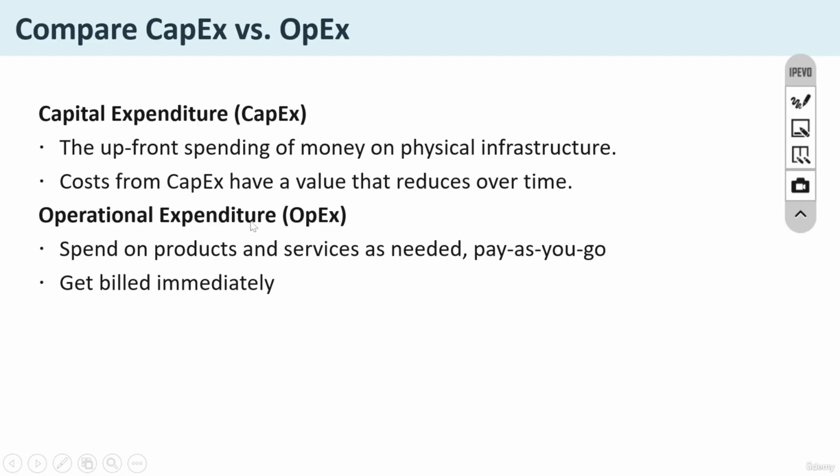But in operational expenditure, that is OpEx, you spend on products and services as you need. That means you pay as you go. For example, in Microsoft Azure, if you are using the Active Directory services or the storage services, you only have to pay for the storage services, not for the complete infrastructure of Azure. And you also get the bill immediately. Whatever services you are opting for, you will be getting the bill immediately. It's an upfront payment kind of thing.